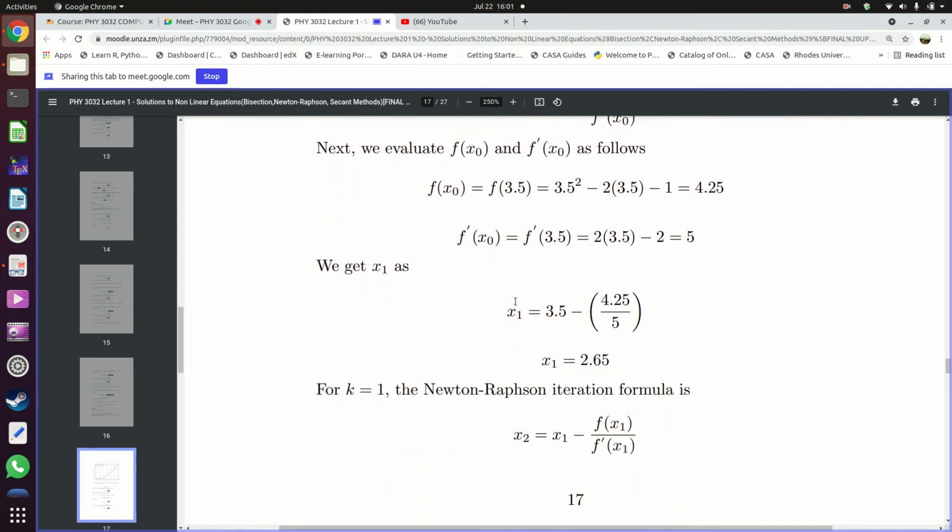When you do that, we end up having x1 equals 3.5 minus 4.25 divided by 5. You do this thing first, 4.25 divided by 5, whatever it is, then you subtract it from 3.5, and you're going to end up with x1 equals 2.65. Is that clear?